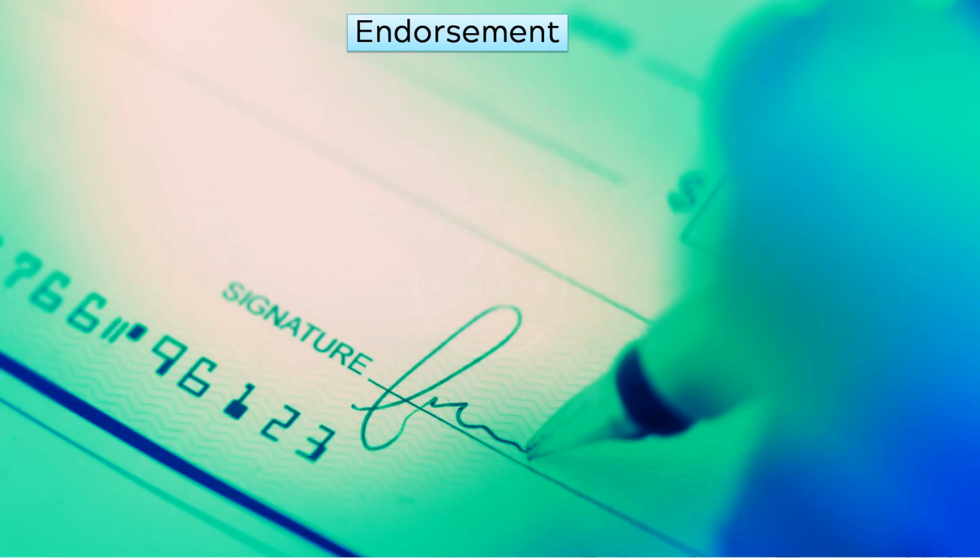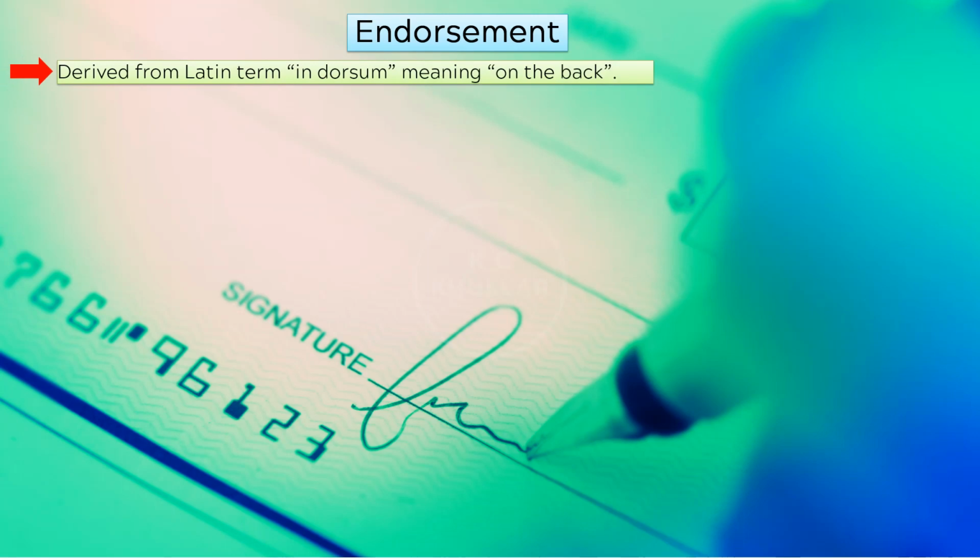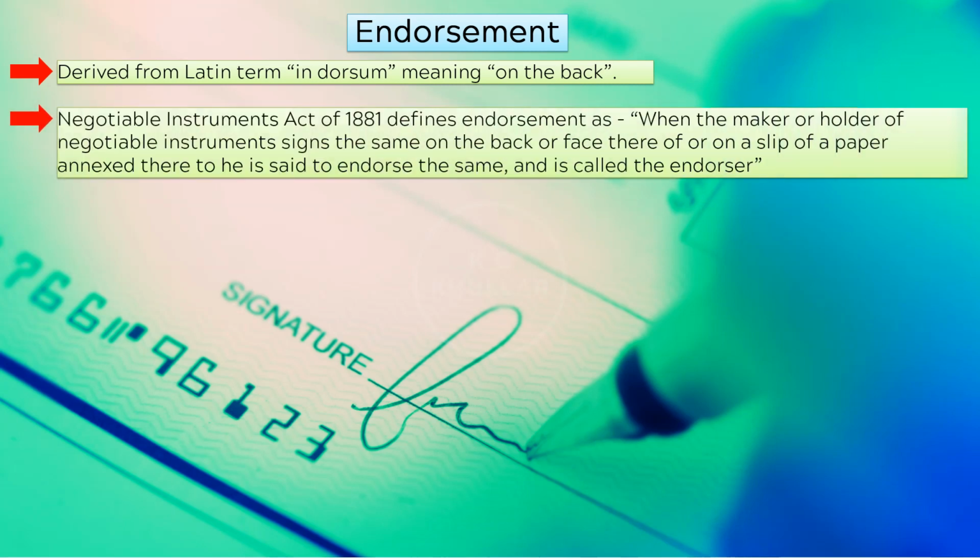Now friends, the word endorsement is basically derived from a Latin term called endorsum, which means on the back. So as you can make out from this, endorsement simply means signing of one's name on back of a check. Now section 15 of Negotiable Instruments Act 1881 defines endorsement as when the maker or holder of a negotiable instrument signs the same on the back or face thereof or on the slip of a paper annexed thereto, he is said to endorse the same and is called the endorser.